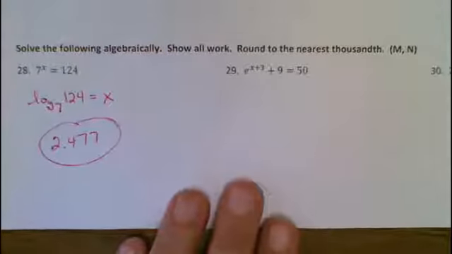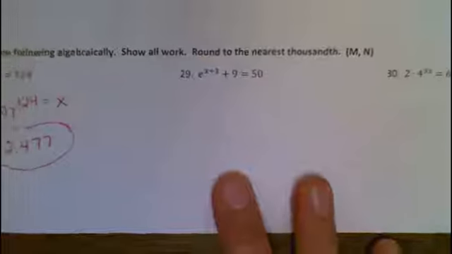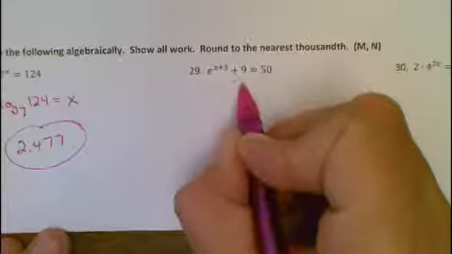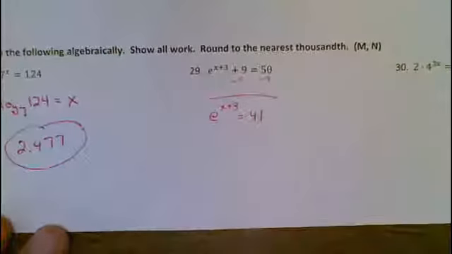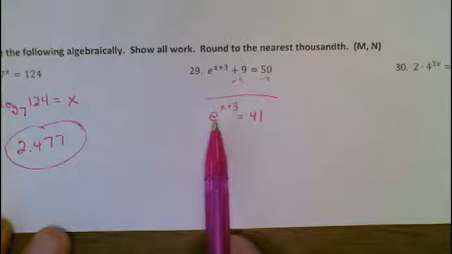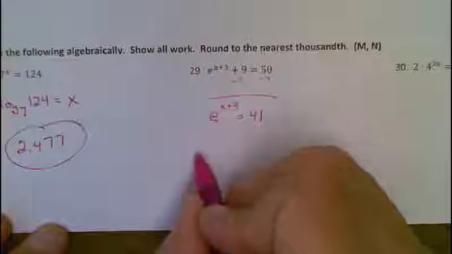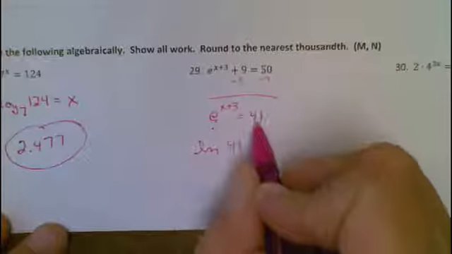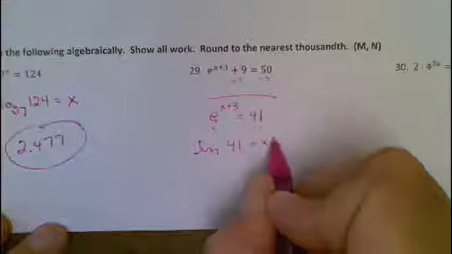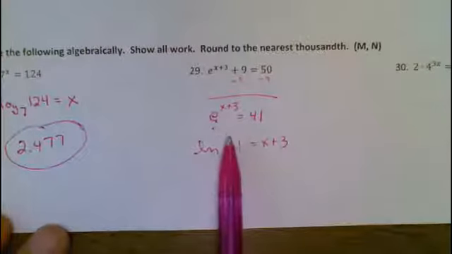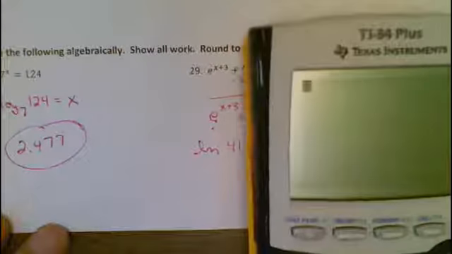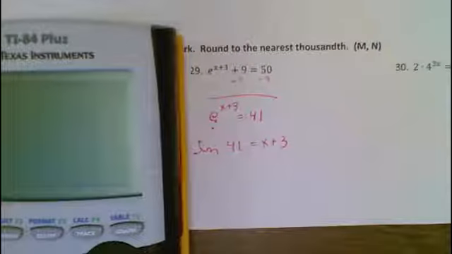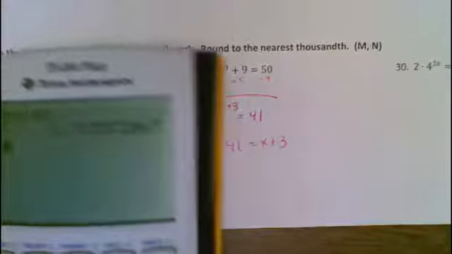So 2.477 is x. When you get to number 29, again, you have to get the base by itself first. So we first have to subtract the 9. So I get e to the x plus 3 has to equal 41. Get the base by itself. It's an exponential, we put it in log form. So log base e, which is natural log, of 41 equals my exponent x plus 3. Again, on my calculator, I'm going to take the natural log of 41, and I get 3.714.